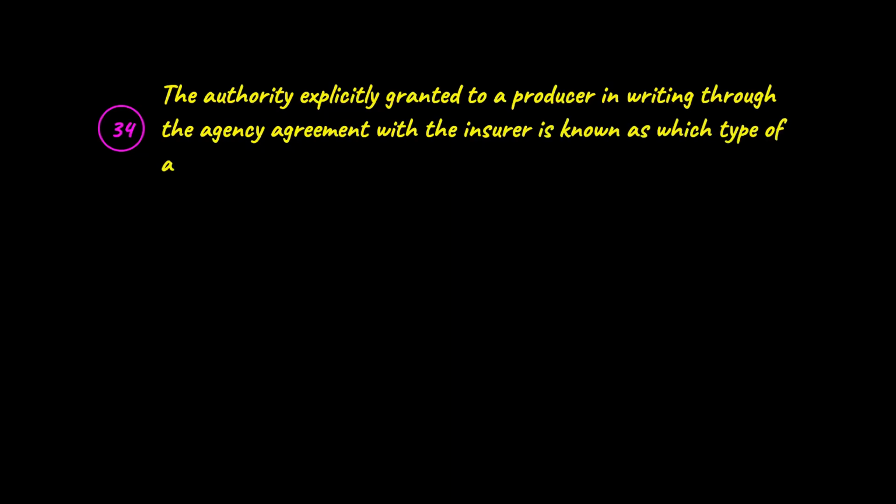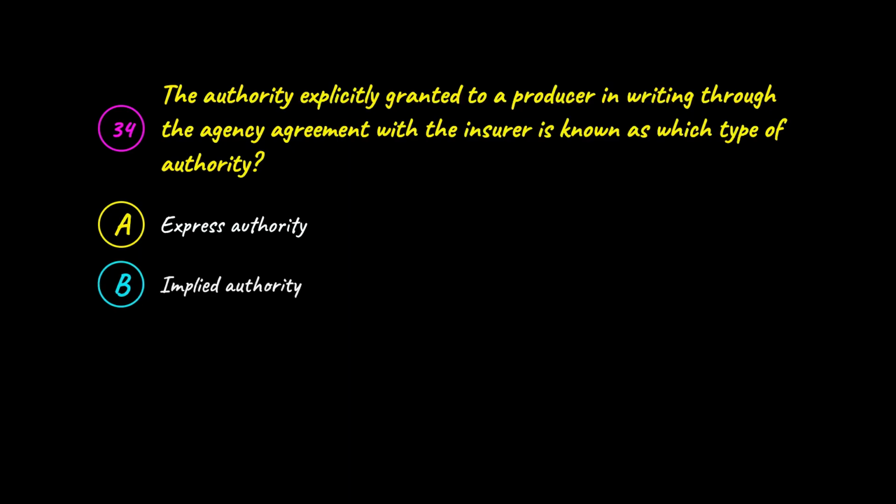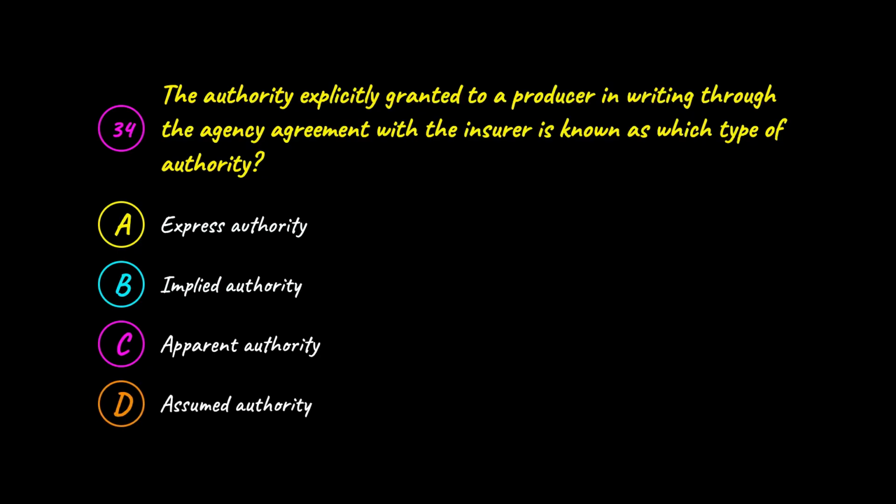Question 34. The authority explicitly granted to a producer in writing through the agency agreement with the insurer is known as which type of authority? Your options are A. Express authority, B. Implied authority, C. Apparent authority, D. Assumed authority. Take a second. Which answer would you pick?